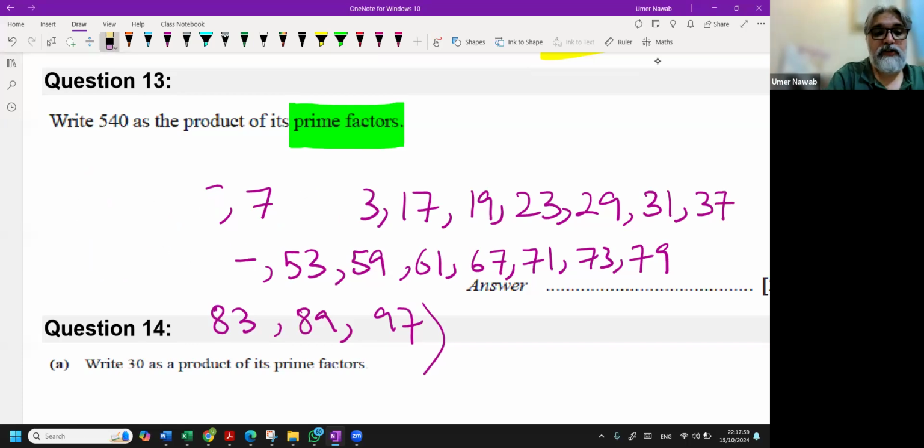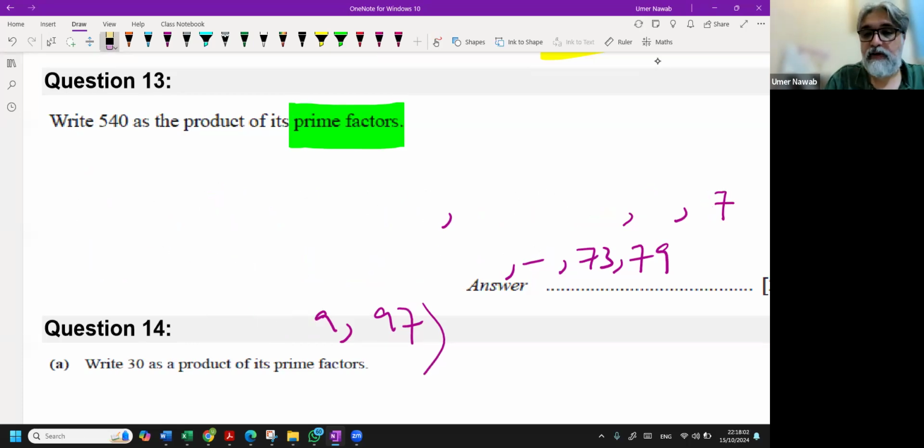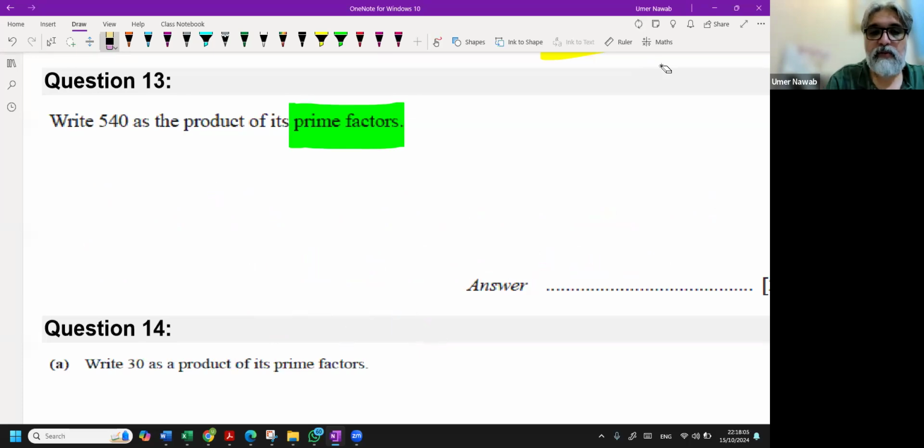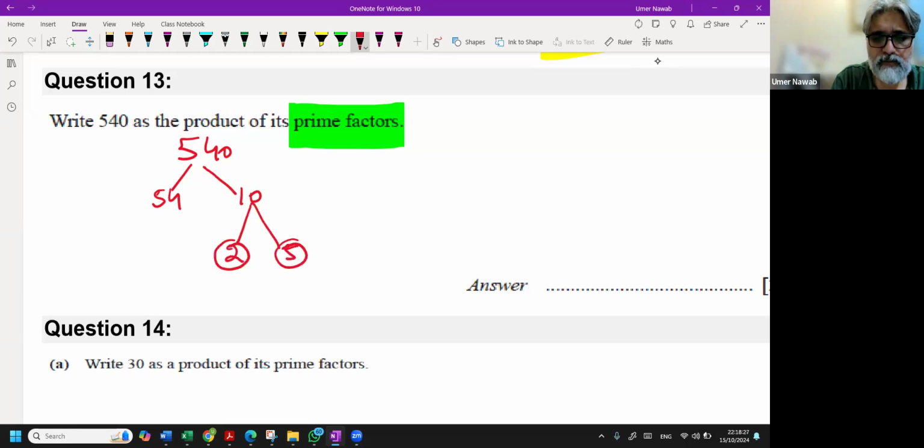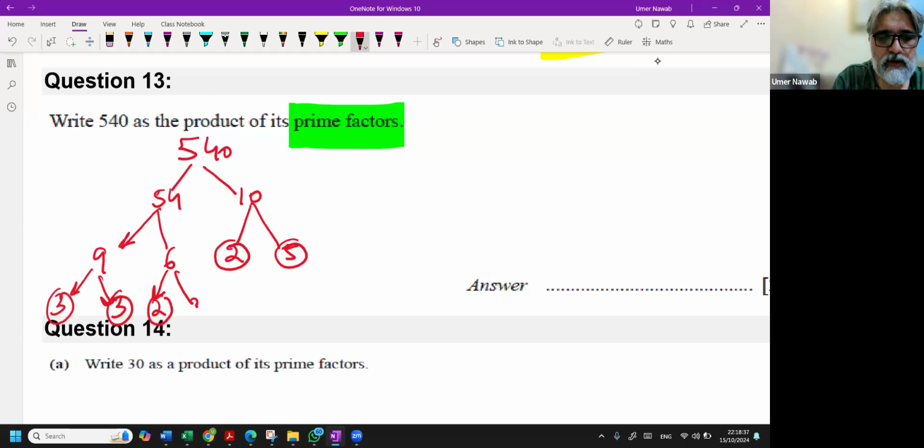This was just a revision of prime numbers. So I have 540. So I need to reduce it. People use different techniques. I will use tree diagrams. So factor tree, 540. So 54 and 10, easy. You will ask why I did not go for the prime numbers. It's easy, I can go further. 10 can be written in the form of two factors, 2 and 5. So these are the prime factors. 54 can be written as 9 times 6. 9 can be written as 3 times 3. And 6 will be 2 and 3.